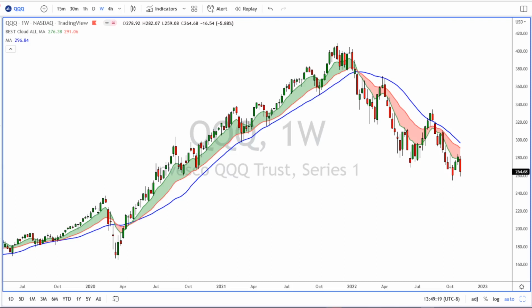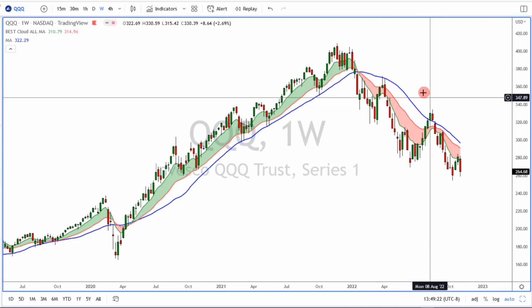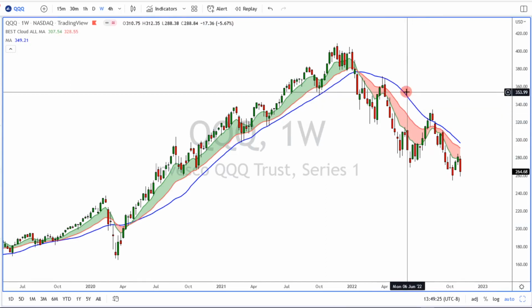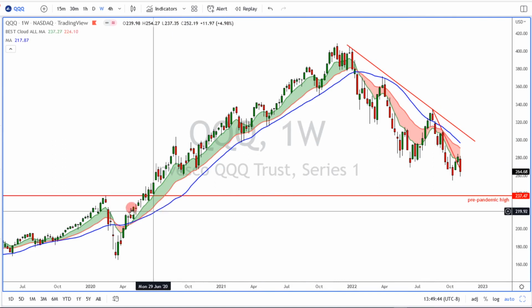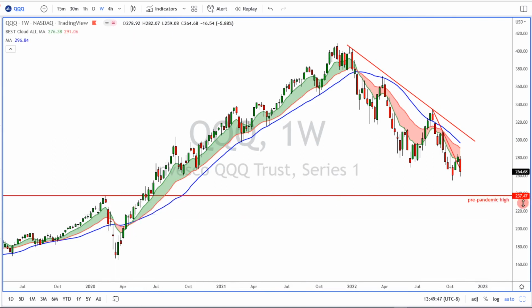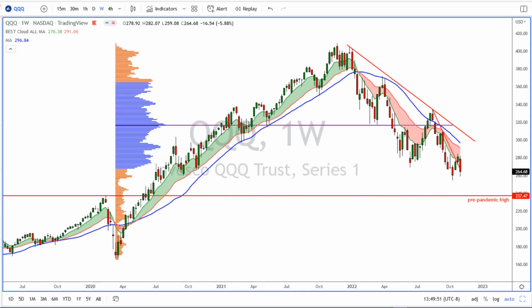Looking at this weekly chart of the QQQ, we also see that the trend is down based on this 30-week moving average. In addition, this trend line also highlights the lower high. We also have this pre-pandemic high near 237.47. Now putting on this composite volume profile, we see that the most traded price between the pandemic low and the present is at the 317 area.